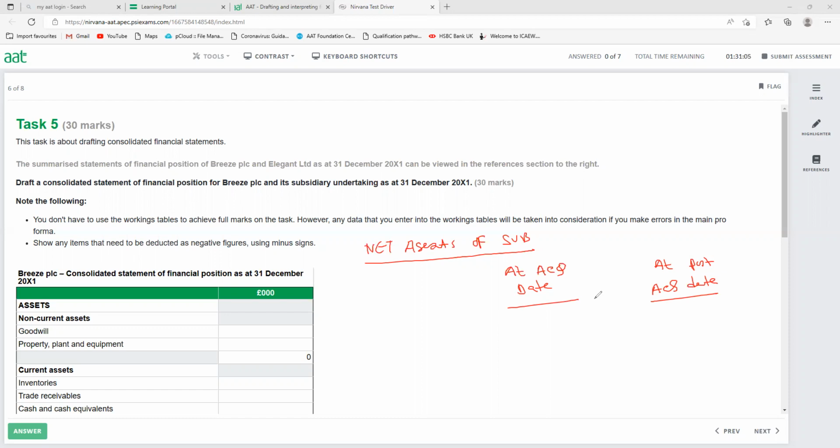So the first thing we have to see is the situation of the subsidiary when I buy it. So I'll look at their share capital.